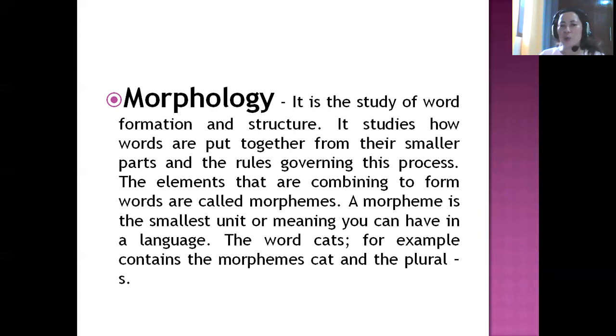Next, we have morphology. It is the study of word formation and structure. It studies how words are put together from their smaller parts and the rules governing this process. The elements that combine to form words are called morphemes. A morpheme is the smallest unit of meaning you can have in a language. The word cats, for example, contains the morphemes cat and the plural s.